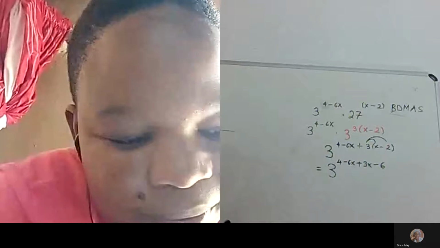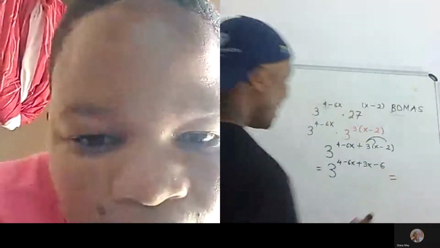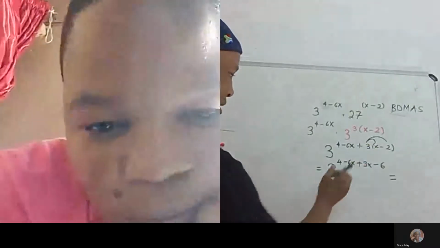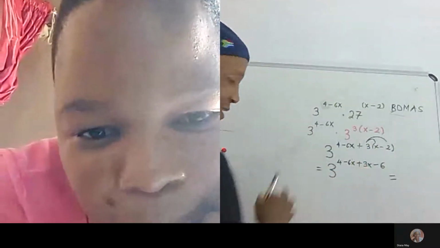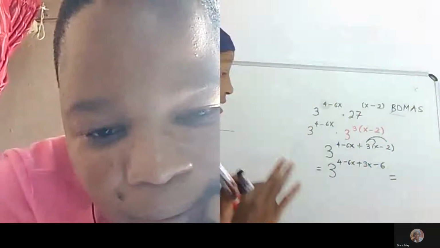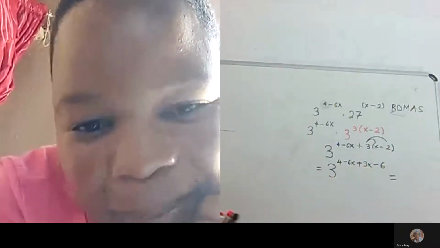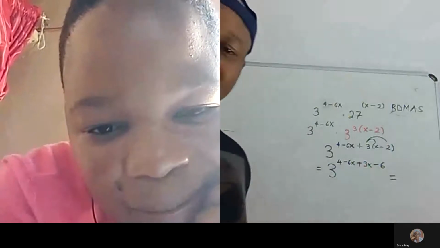So now we put them together. The like terms must be together. Which are the like terms? Minus 6x and plus 3x. Minus 6x plus 3x. So what is that going to give us then?